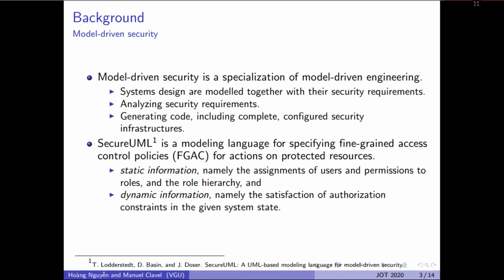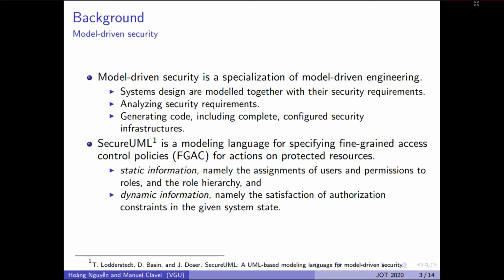In this paper, we propose a model-based characterization of fine-grained access control authorization for SQL queries. Particularly, we use a well-known security model called SecureUML to model our fine-grained access control policy. SecureUML is a modeling language used in the field of model-driven security for specifying this kind of access control policy. Typically, these policies are specified using Object Constraint Language.